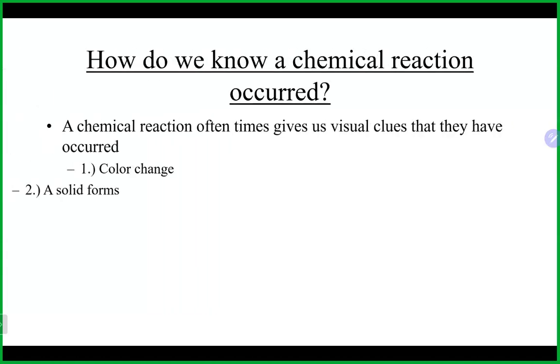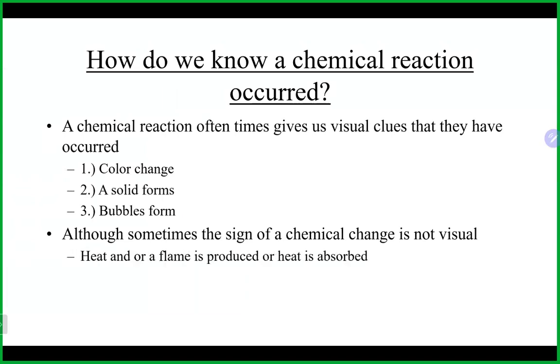So how do we know a chemical reaction occurred? There are several signs that we could see that let us know that a chemical reaction occurred. Remember that a chemical reaction is a chemical change. And the definition of a chemical change is that what you start with and what you end with are fundamentally different things, and you can't get them back like we can with a physical change.